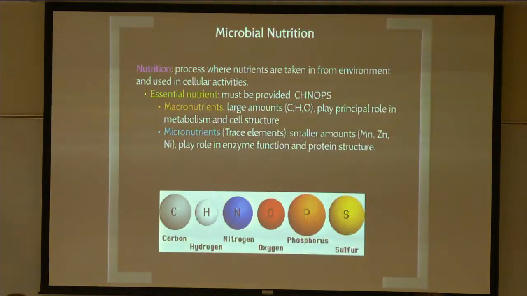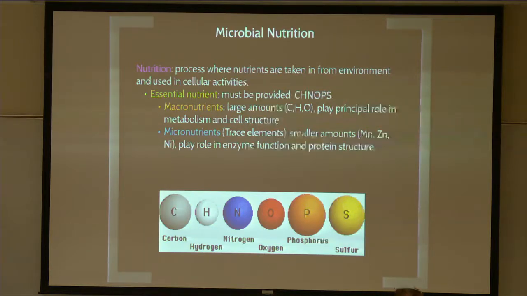First off, looking at nutrition: nutrition is a process where these organisms are utilizing nutrients from their environment, and they're going to use these nutrients to undergo a number of different types of chemical reactions. All of these metabolic reactions need these nutrients in order to be successfully completed. Any nutrient that is deemed essential is one that must be provided to that organism in its diet. So that's what we refer to as an essential nutrient.